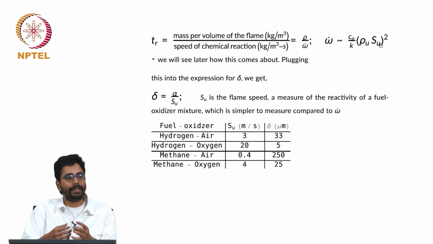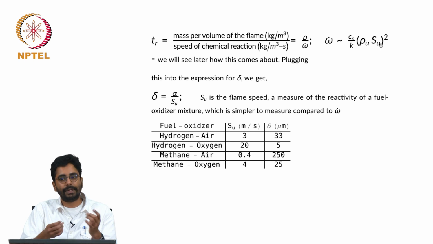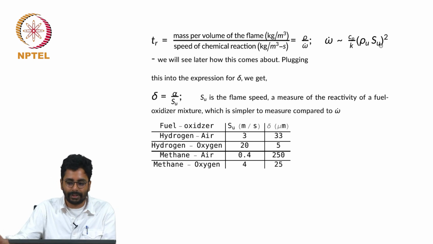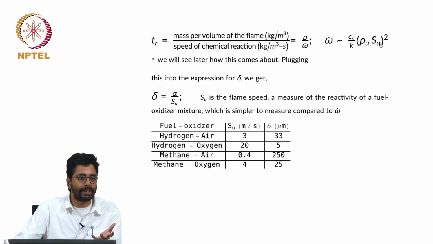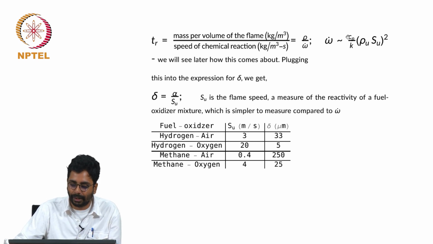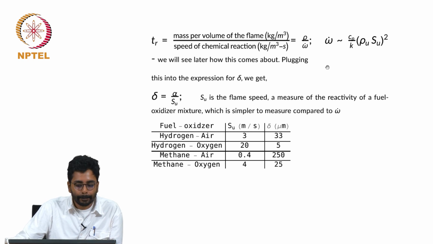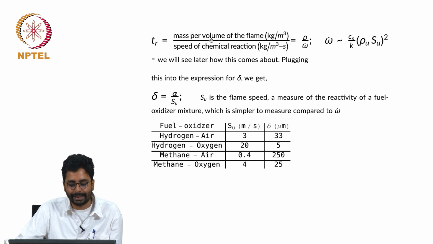The faster the flame propagates, the higher the reactivity. The faster the flame propagates, the faster the reaction, and therefore the smaller the time scale for reaction. That alone I would like you to recognize now. The precise relationship we will look at later. So, now we have an expression for the reaction rate and the reaction time.